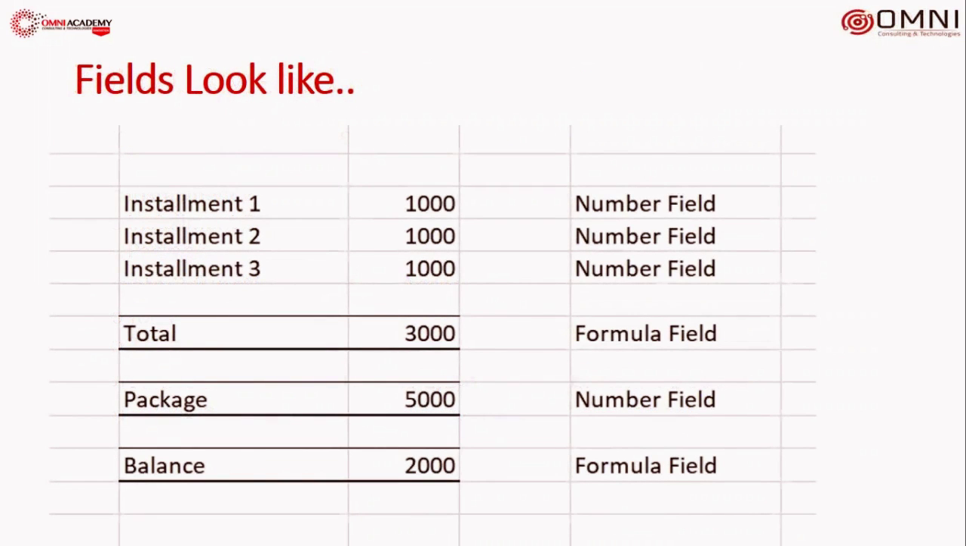This is how the fields look after the calculation, and you can see the 3 number fields whose value is 1000, and the total is the sum of the 3 fields, installment 1, installment 2 and installment 3, and package is a number field which you can enter, and the last one is the balance, in which package minus total is calculated in the balance field.